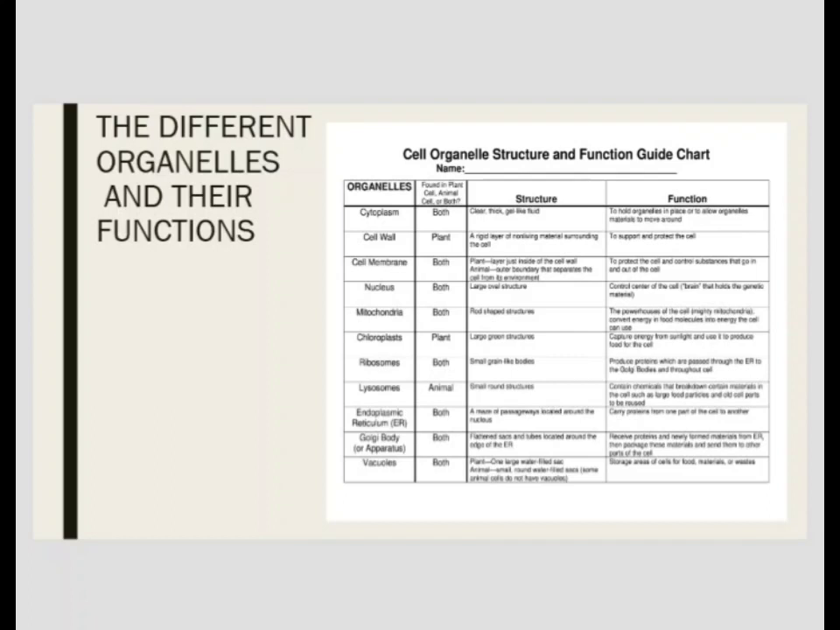The last is the vacuoles. They are found in both animal and plant cells. In plants, the structure is one large water-filled sac. In animals, they are small round water-filled sacs, and some animal cells do not have vacuoles. The function is as storage areas of cells for food materials or waste.